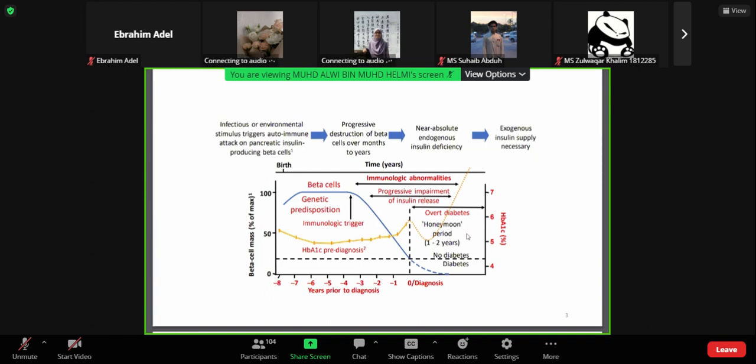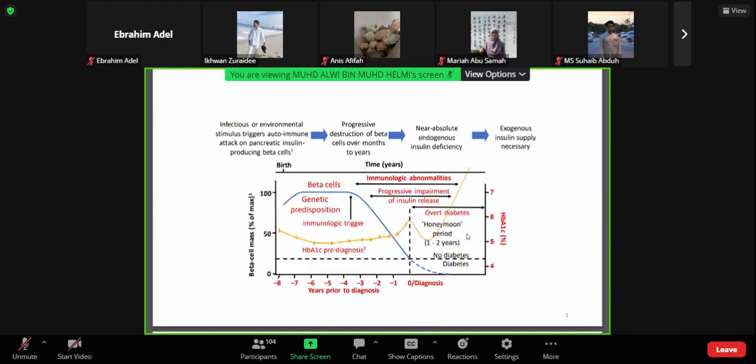If you look at the graph, on the right side is HbA1c, on the left side is beta cell mass. You only need about 15 to 20% of your beta cell mass to live normally. As long as you have more than 20% of beta cell mass, you can produce enough insulin for your daily requirement. The same goes for your other organs. For example, you only need about 10% of one kidney to function normally, and the same goes for your liver. You only need about 5% of your liver mass.